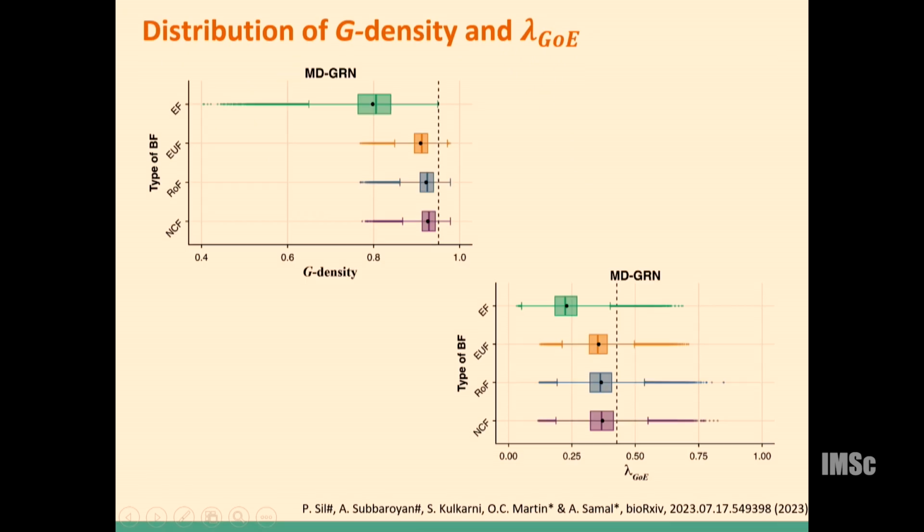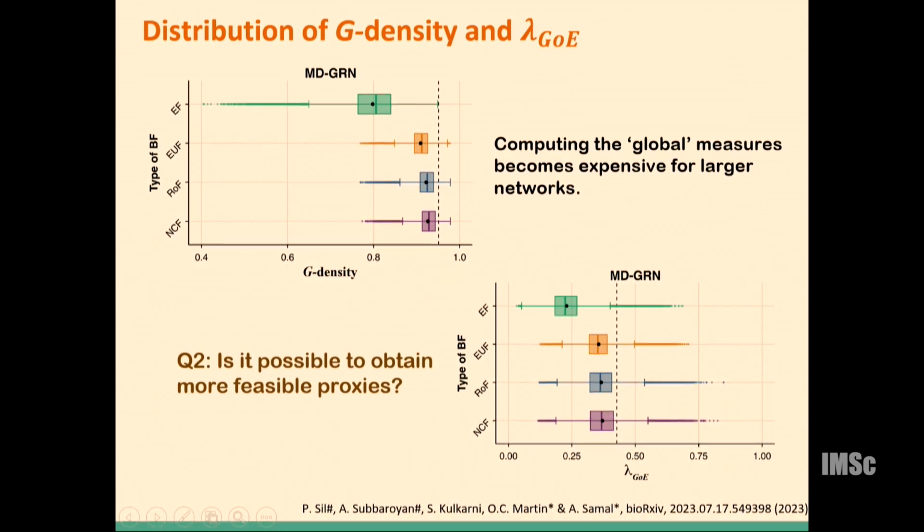And so if we see the distribution of the G density and average convergence rate, we see what we actually expected. We see that for UF, ROF, and NCF, the value of G density is higher compared to effective functions. Even inside the biologically meaningful classes, we see a slight increased value in the case of the NCF ensembles. And for the convergence rate as well, we see a similar trend.